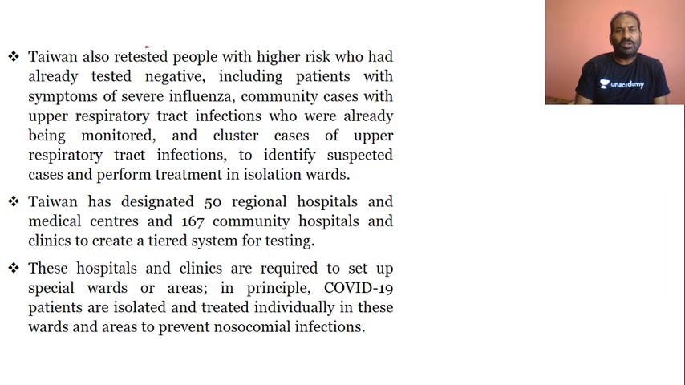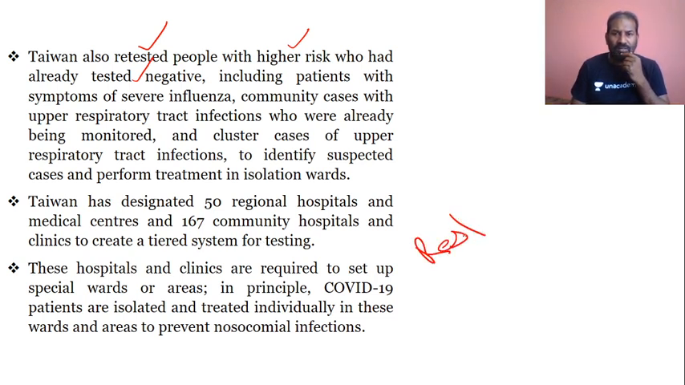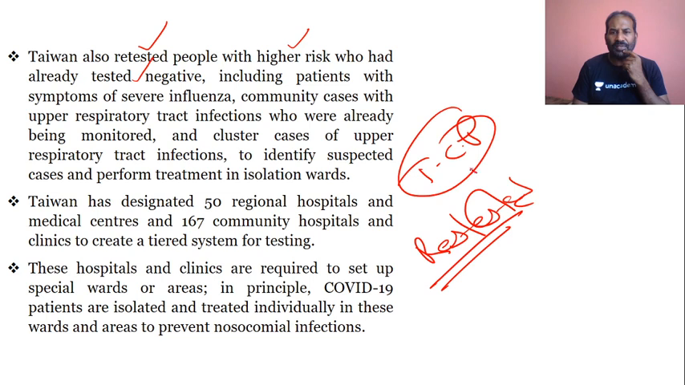And then Taiwan has not just gone ahead with testing, but it has gone ahead with retesting. Retesting people who are at higher risk, who have already tested negative. So retesting is also very aggressively taken up by Taiwan, and that is Taiwan's coronavirus protocol. Retesting is part of it.